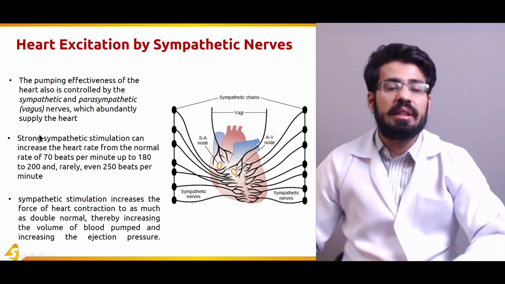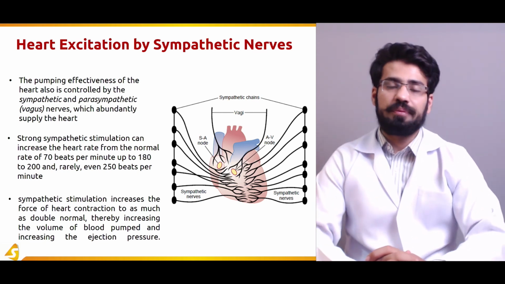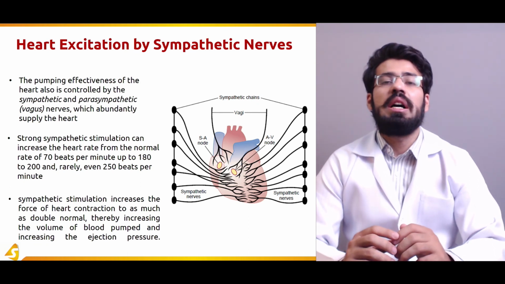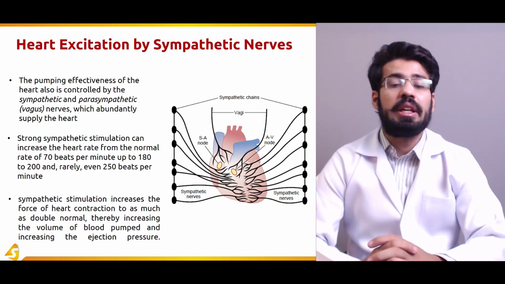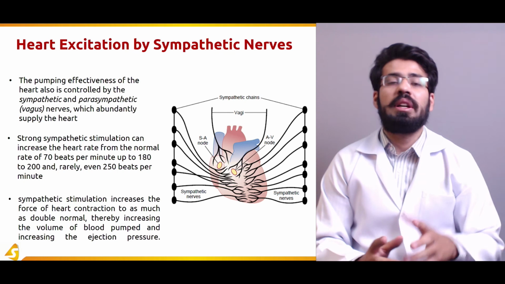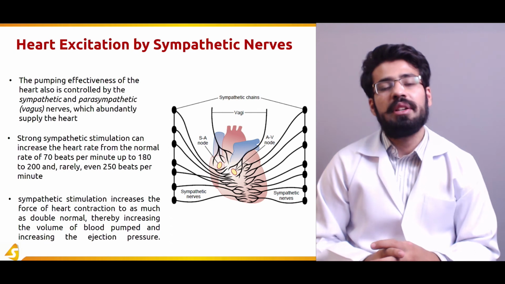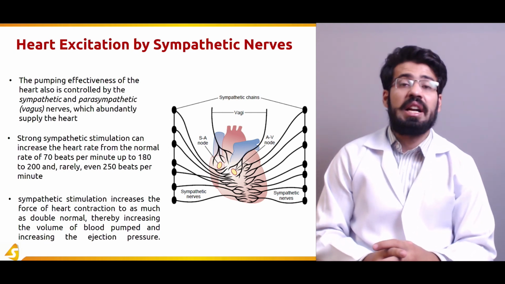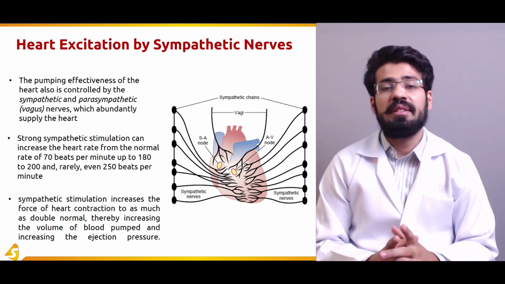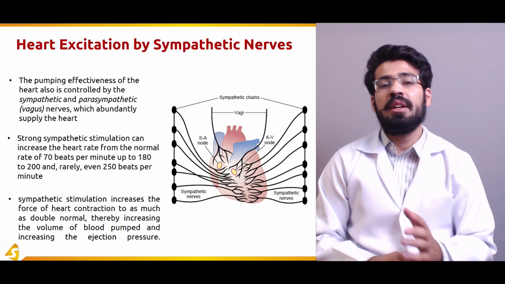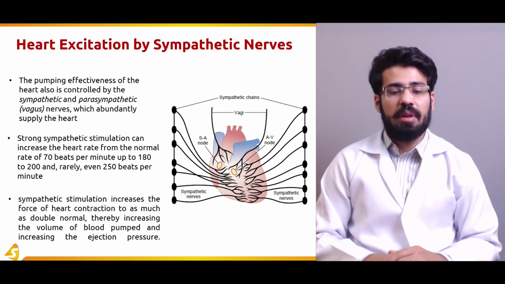Now it's important to consider that in the presence of strong sympathetic stimulation, the heart rate of a normal person, which is about 70 beats per minute, can increase up to 180 to 200 beats per minute, and very rarely it can increase to 250 beats per minute, and that is because of the sympathetic stimulation. So the most important function of the sympathetic system is that about 80 to 90% of the heartbeat is because of the sympathetic stimulation of the cardiac myocytes.